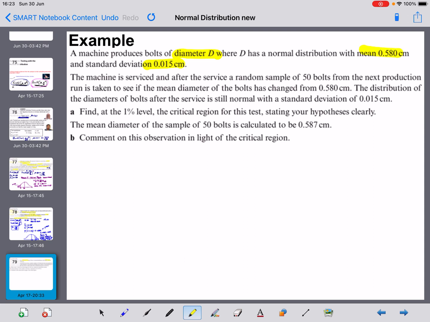deviation of 0.15. The machine is serviced, and after the service, a random sample of 50 bolts from the next production run is taken to see if the mean diameter of the bolts has changed from 0.58. The distribution of the diameters of bolts after the service is still normal with a standard deviation of 0.15, so that's not changed. Find at the 1% level the critical region for this test.